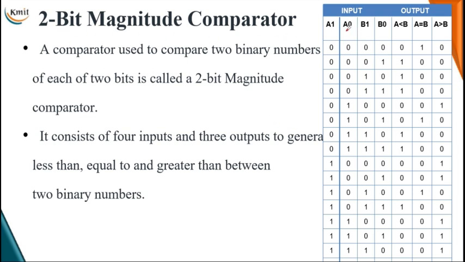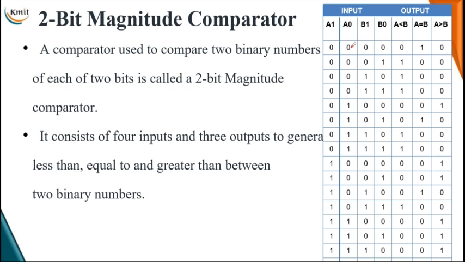Here the 2-bit magnitude comparator has a total of 4 inputs. Each number is represented with 2 bits, so A is represented with A1 A0 and B is represented with B1 B0. Let me check the relative magnitude, starting with the most significant bit of each number. The first combination is 0 0 0 0, so A1 is 0 and B1 is 0. Then we move to the least significant bit.